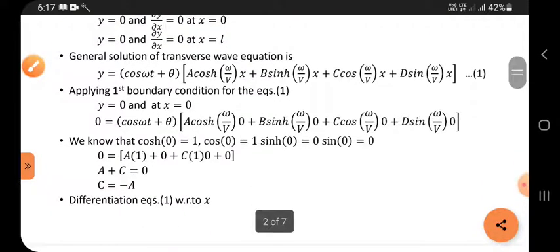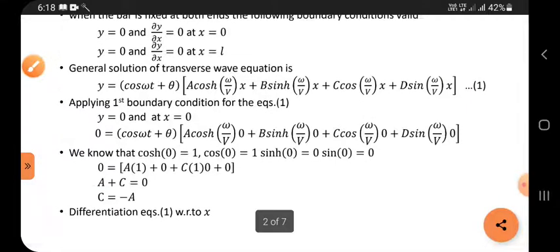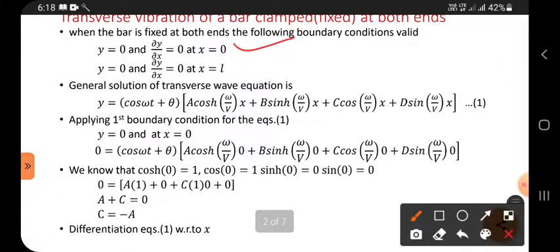So the general solution: y equals cos(omega t plus theta) times [a cosh(omega by v x) plus b sinh(omega by v x) plus c cos(omega by v x) plus d sin(omega by v x)]. I already gave this general formula in the previous video on transverse waves, so please watch it, where the boundary conditions are also given. Here, we have to apply these conditions directly to the above formula without doing anything else.